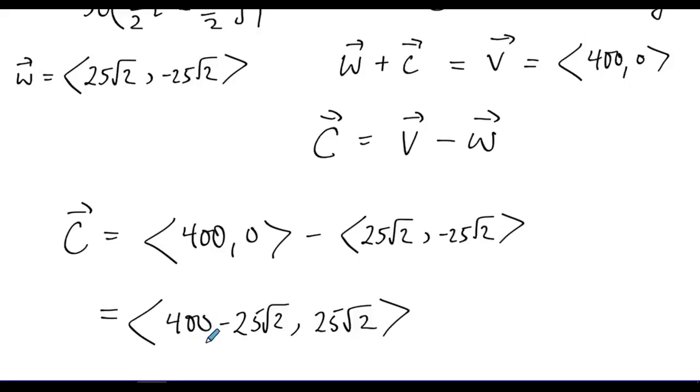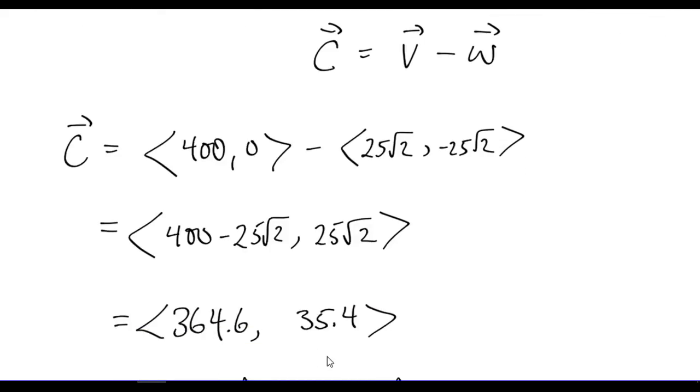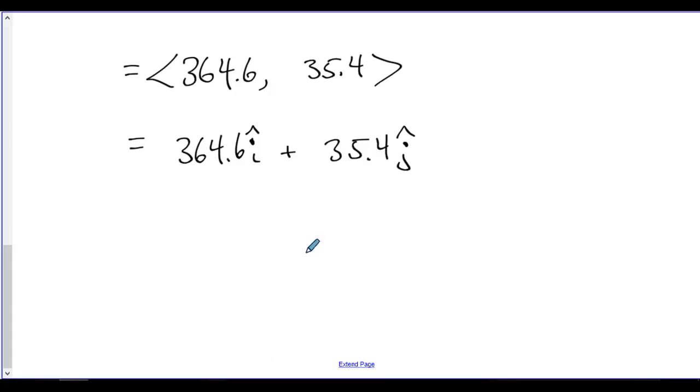The x component is 400 minus 25 root 2. And then the y component, the negative distributes, that gives me 25 root 2. And simplifying that and putting it in decimal gives me 364.6 and 35.4 for the x and y components of this 2D vector that the plane would need to fly at. It's indicating both magnitude and direction in that vector, but it isn't the final form that I want the answer to be.